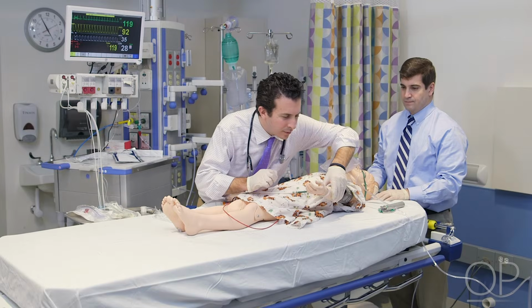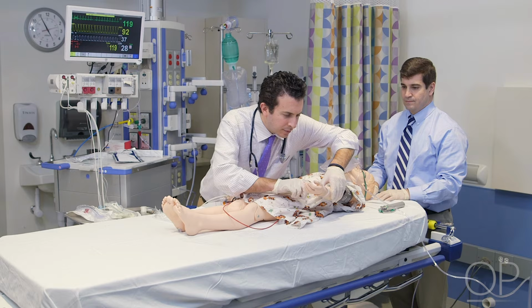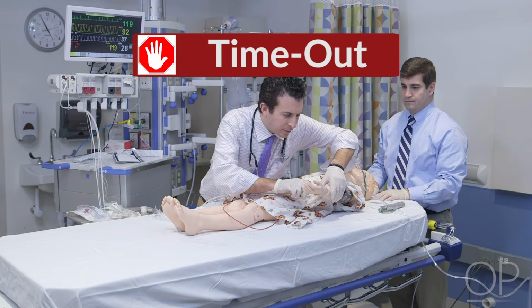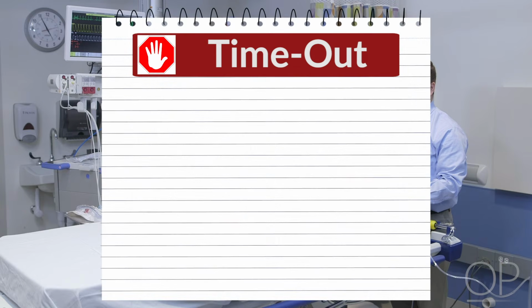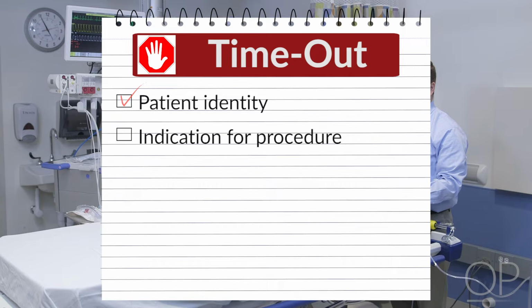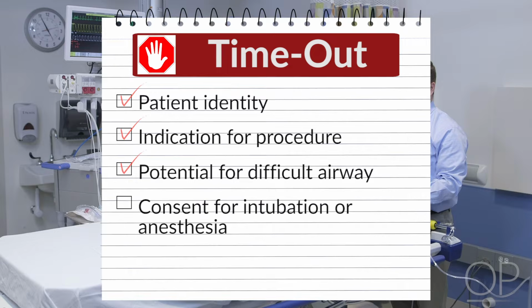If the procedure is not being performed emergently, time should be taken to perform a procedural timeout using a checklist. During the timeout, the patient identity should be verified, the indication for the procedure should be reviewed, and an assessment for a potential difficult airway should be performed. Consent for intubation or anesthesia can also be verified.